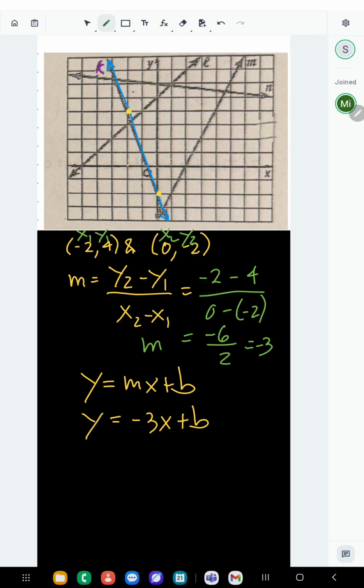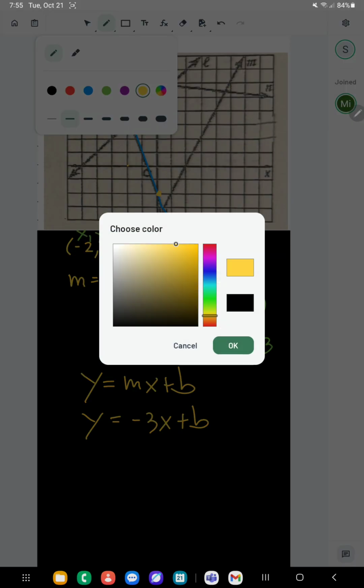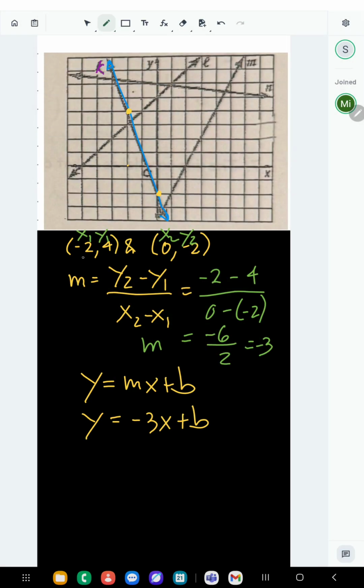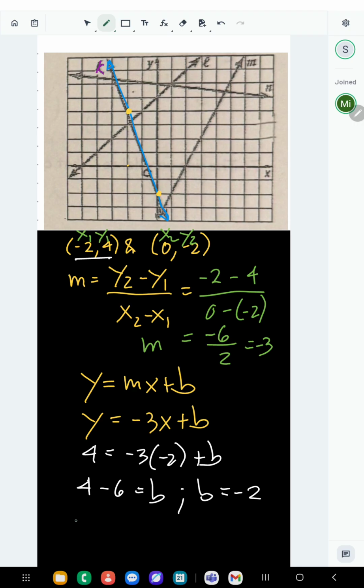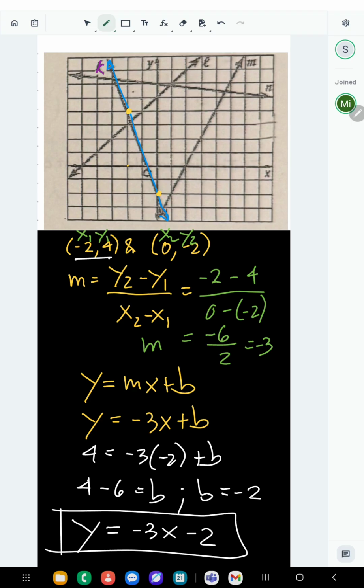We can solve for b by choosing any of the 2 points that we chose from the graph. So let's say x and y is negative 2, 4. So 4 equals negative 3 times negative 2 plus b. So this is 4. Negative 3 times negative 2 is positive 6, right? So 4 minus 6 equals b. So b is equal to negative 2. So our slope-intercept formula would be y equals negative 3x minus 2. So this is now our equation.